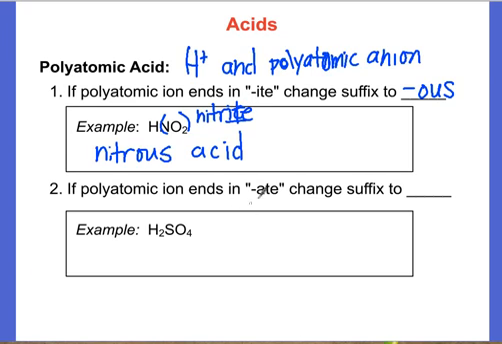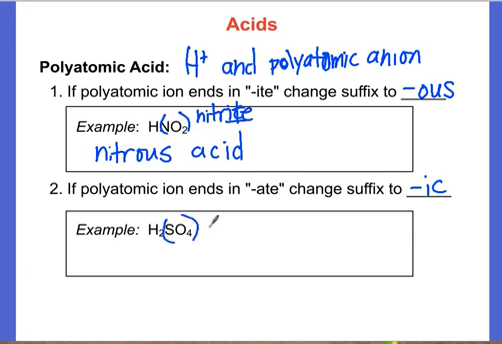Okay. If the polyatomic, however, ends in -ate, then we're going to change the ending to -ic. Now this is confusing because binary acids also end in -ic, but binary acids start with hydro. So you have to kind of keep that in mind. Hydro is the only part of a binary, not in a polyatomic.